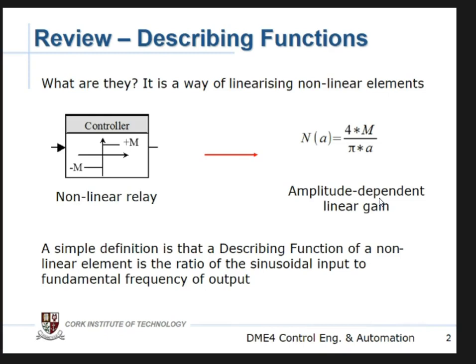So if we have nonlinear elements within our loop, we need to linearize them in some way. The describing function is one way where we're looking at frequency. We're considering the input signal to consist of a sinusoid. We're checking to see can the output be approximated by a sinusoid, and if that's the case, then we can come up with an equivalent linear gain for our system.